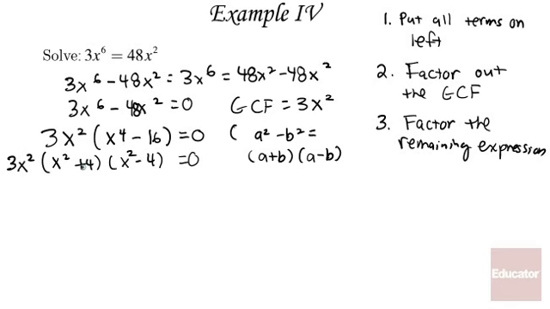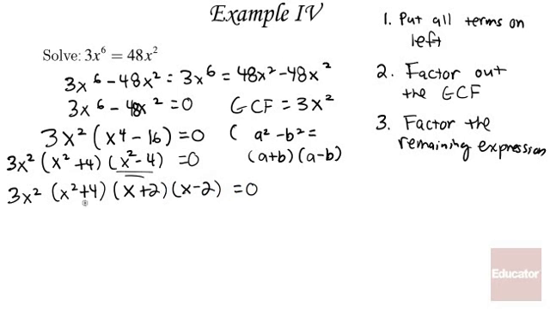We can go a little bit farther with this because this is also the difference of two squares. So I just repeat this process, 3x squared, and then x squared minus 4 factors out to x plus 2, x minus 2. Now I've got it factored out as far as I can, and it's time to actually solve for x. So I'm going to use the zero property to solve for the variable.